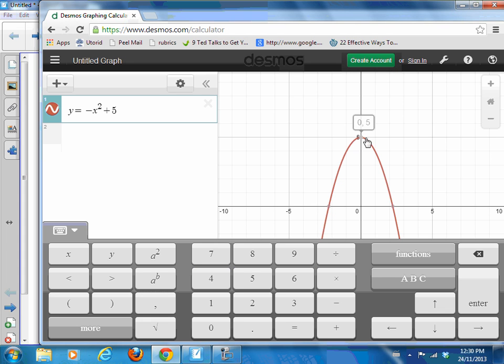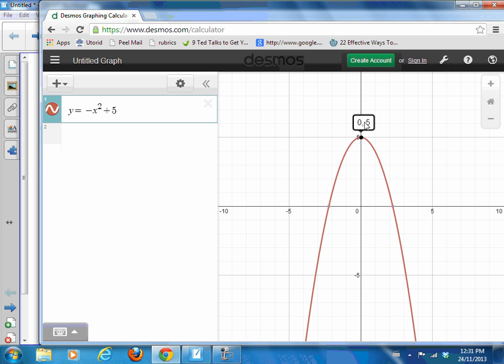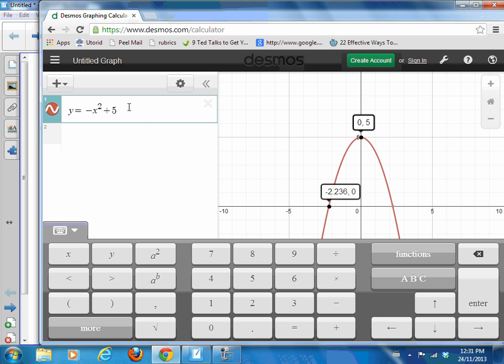Now what I want to do is cut that parabola off from here to here. If you click there, there's 0, 5, so the x coordinate is 0, and here the x coordinate is negative 2.236. So here I want to open a curly bracket and go negative 2.236 is less than x, which is less than 0. That traps my x values between that and that.